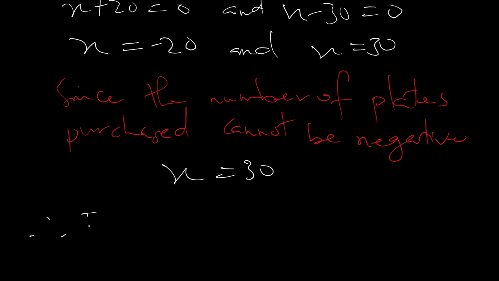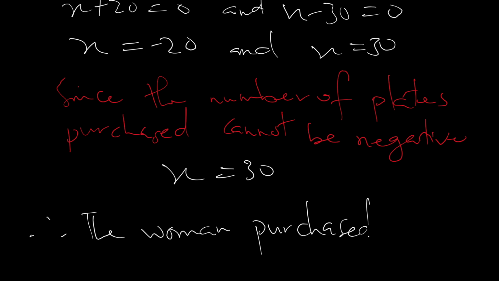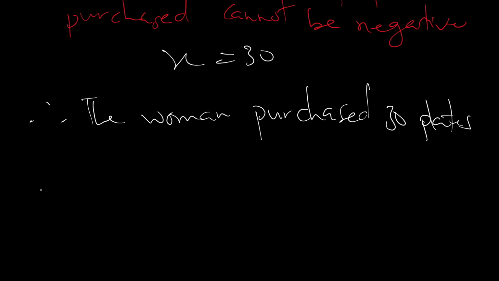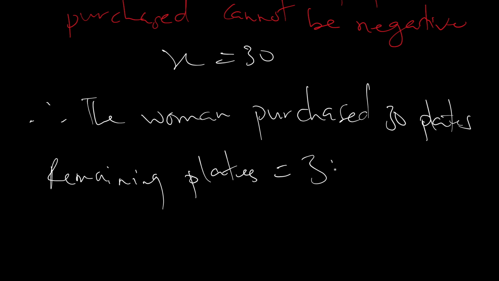Therefore, the woman purchased 30 plates. But we're told that 4 of the plates got broken during transportation. So the remaining plates will be equal to 30 minus 4, and that is equal to 26.